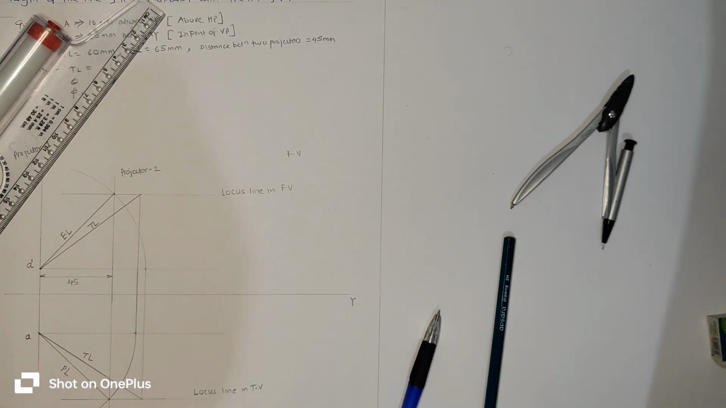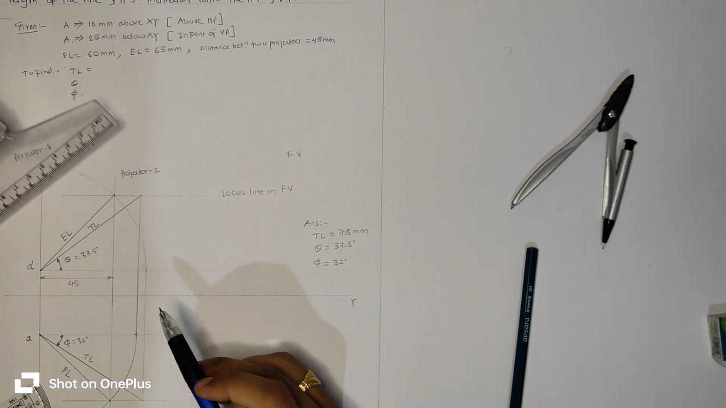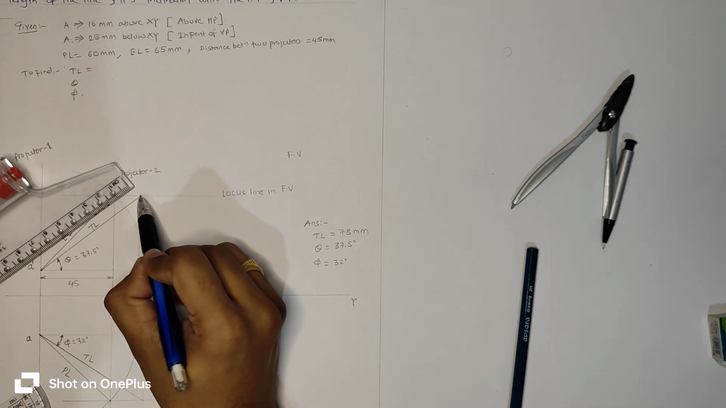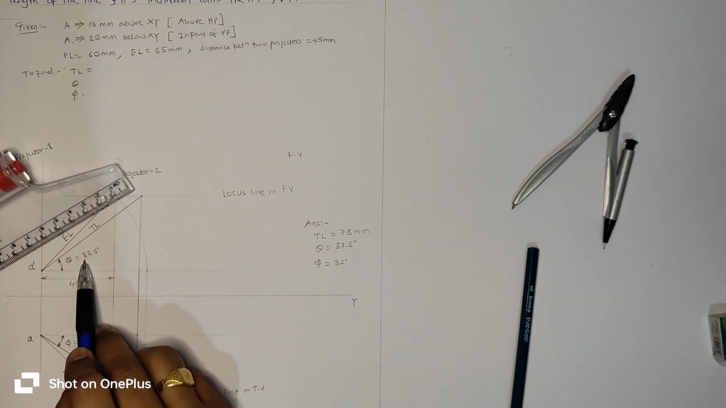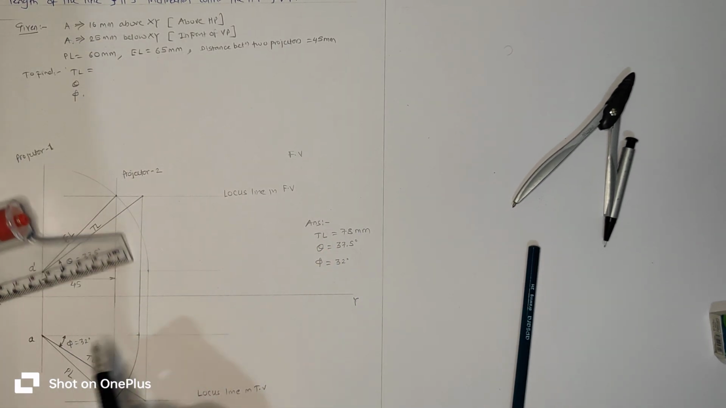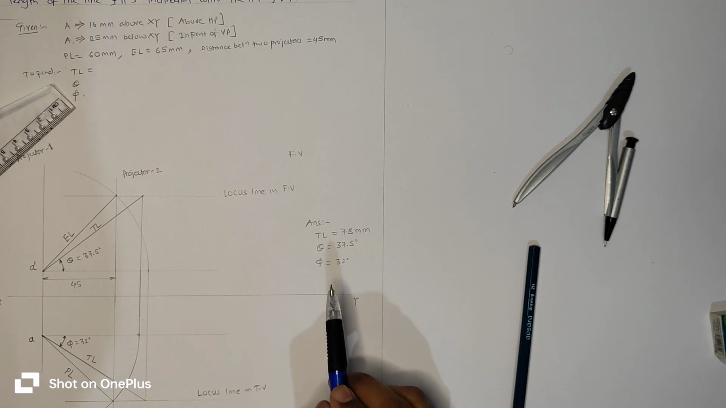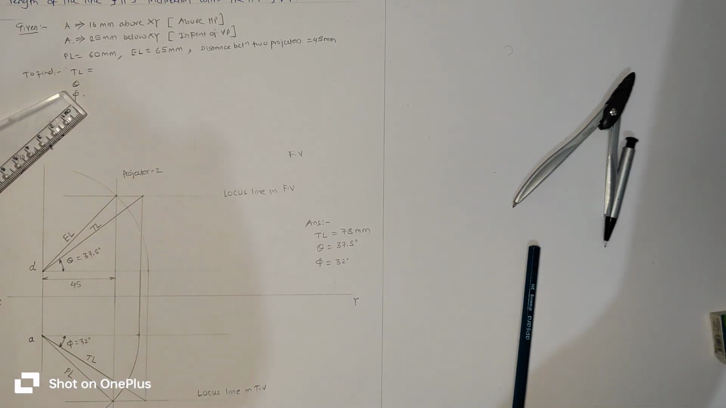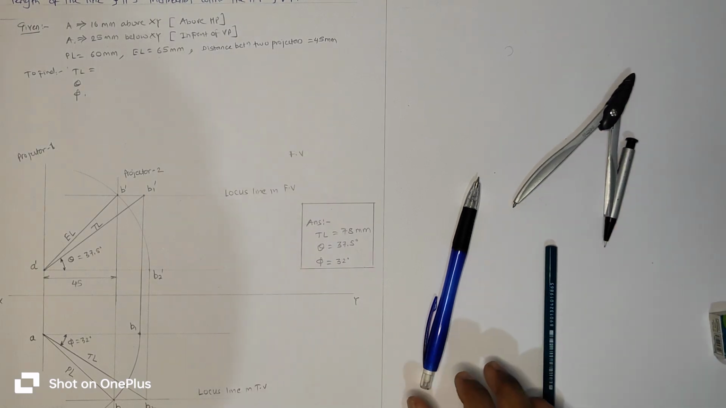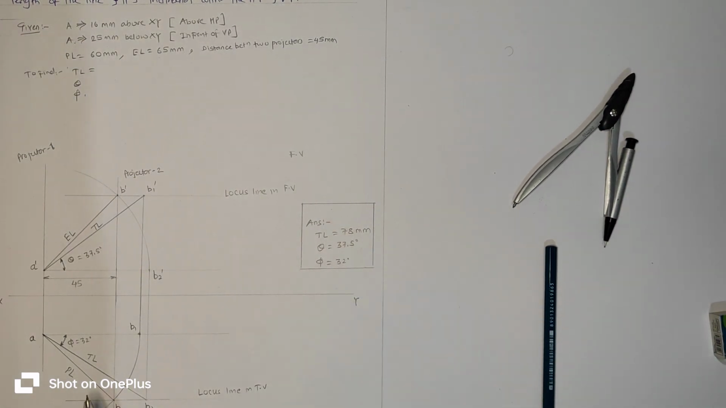Now we will measure the angles. After measuring, the true length is equal to 78 mm, theta is equal to 37.5 degrees, and phi is equal to 32 degrees. So this is our answer, and this is the naming.